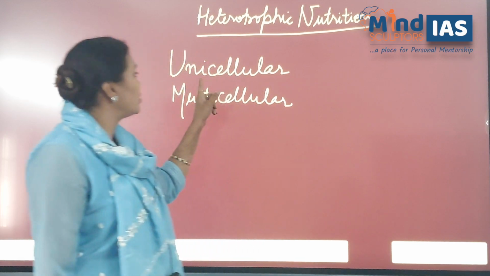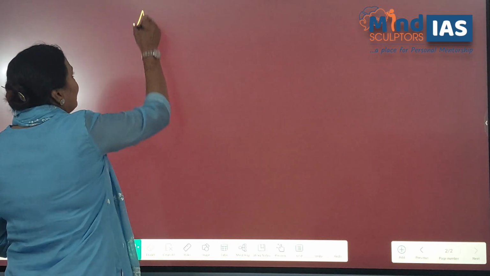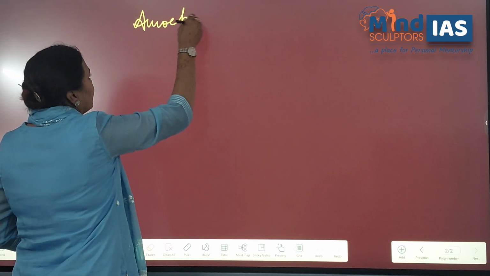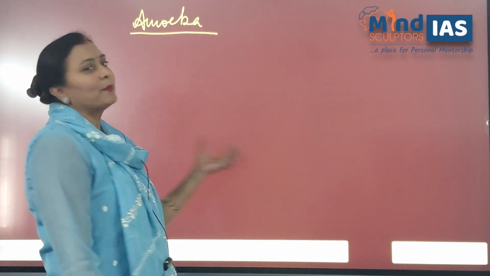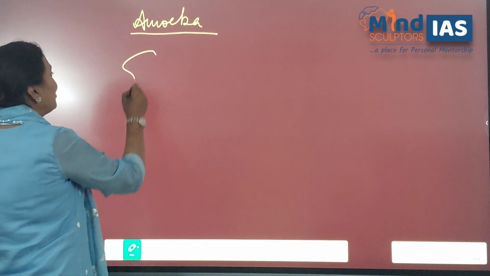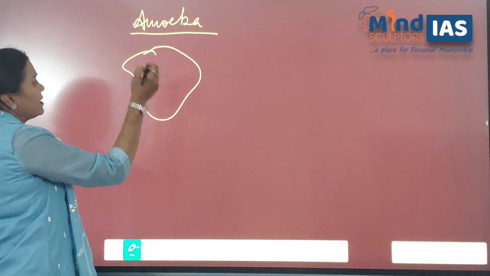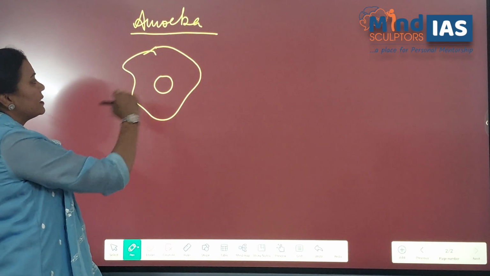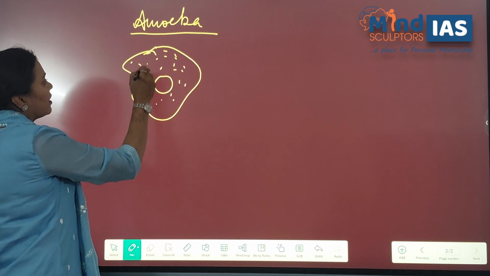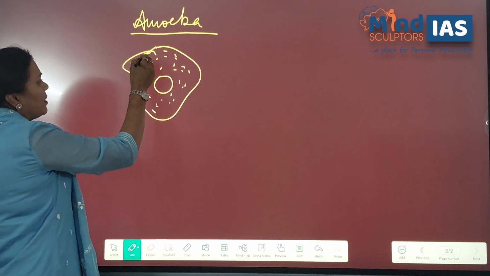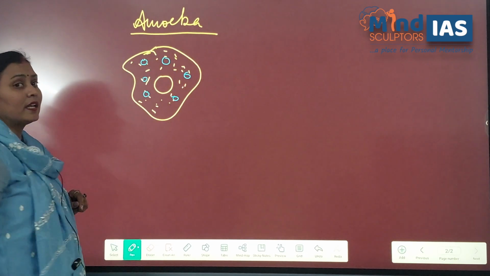First we are going to discuss a unicellular example. Let's take the example of amoeba. Amoeba is a unicellular organism, and for drawing the picture of amoeba you need not worry, because whatever you draw is an amoeba. If you see the cell of amoeba, it's somewhat like this. Inside the cell a nucleus is there, surrounded by cytoplasm, and some food vacuoles are also present in it.